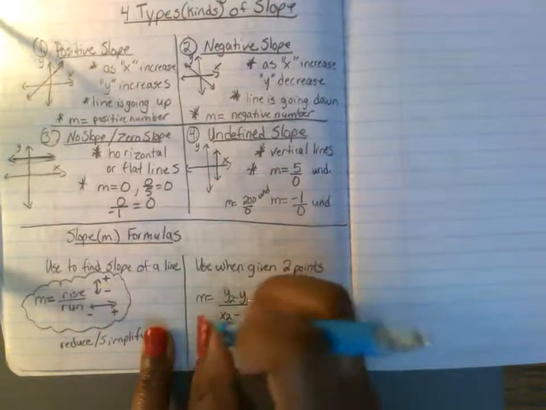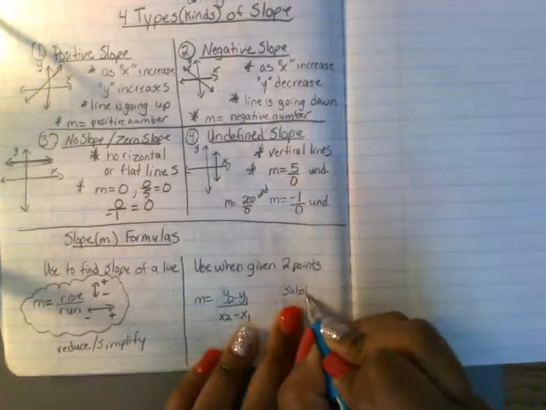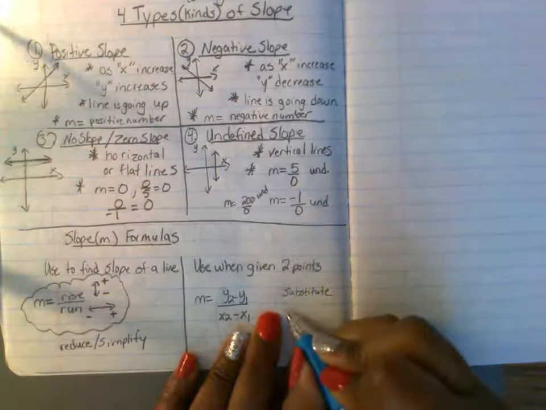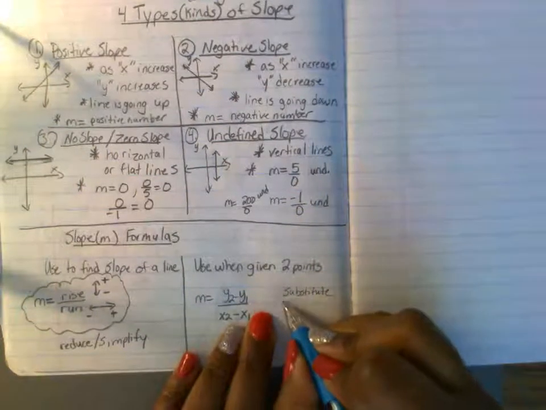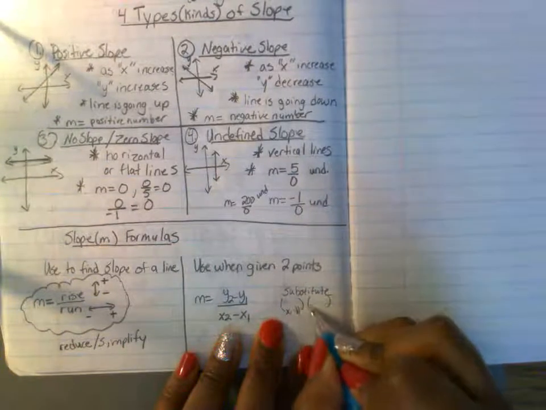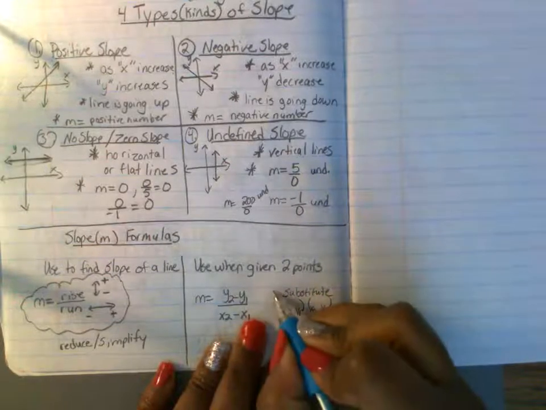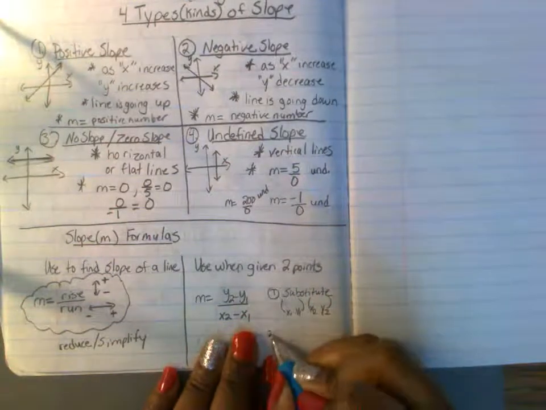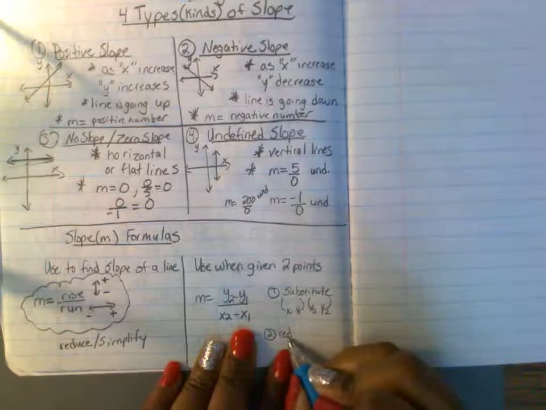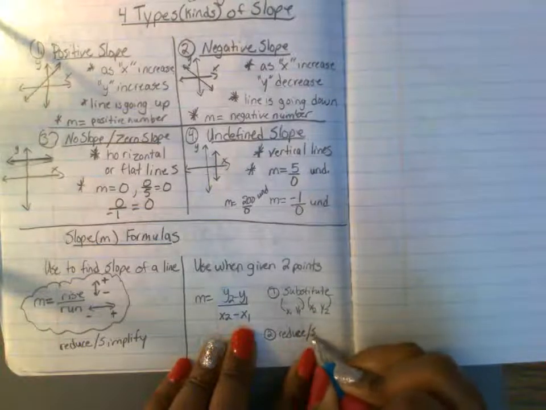Okay? And again, you substitute the values in, you reduce or simplify. And I need to write that in. Substitute, and then you're going to reduce. And when you substitute, let me write this in, x1, y1, x2, y2. Substitute, reduce or simplify.